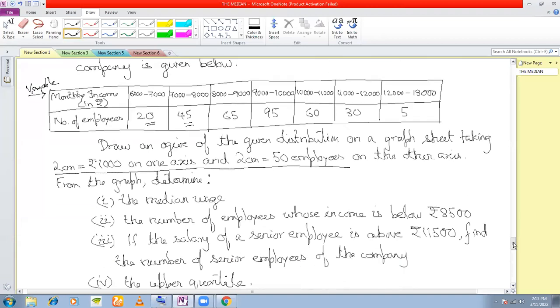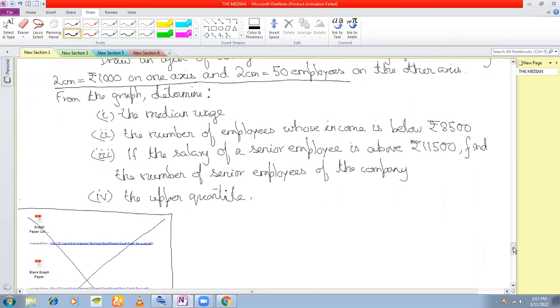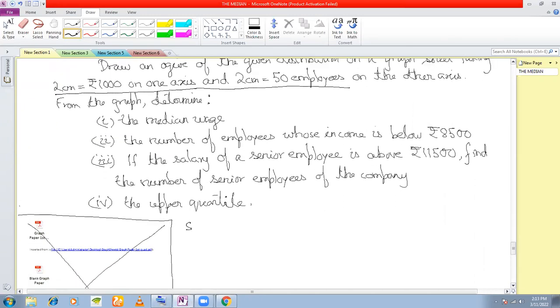So before plotting the graph, if you see here, all are class boundaries. All these are class boundaries, so you don't need to convert them. In the earlier problem we converted, but here they have already given you class boundaries, so you don't need to convert them. So what we are going to do here is draw the table for the coordinates. Okay. So solution.